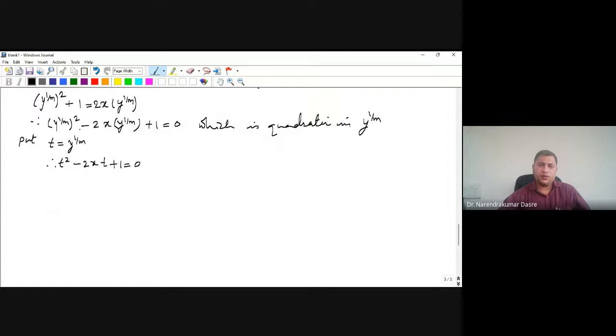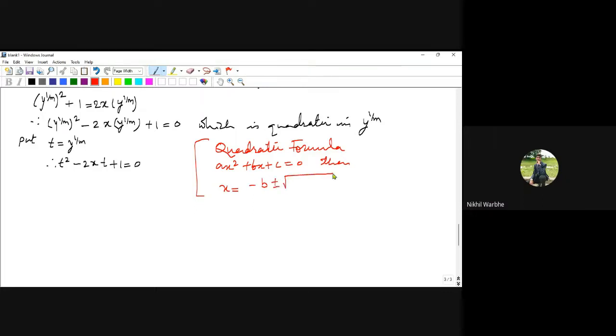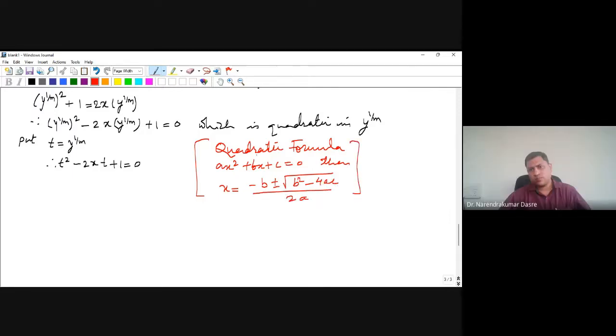That's what we can have. Now we can use the quadratic formula. What is the quadratic formula? If we have ax square plus bx plus c equal to 0, then we know x equals minus b plus or minus under root b square minus 4ac, upon 2a. Correct. So here, in this case, a is equal to 1, b is equal to minus 2x, and c is equal to 1.